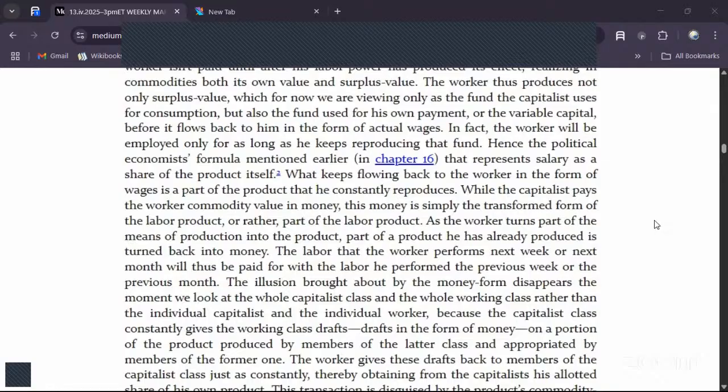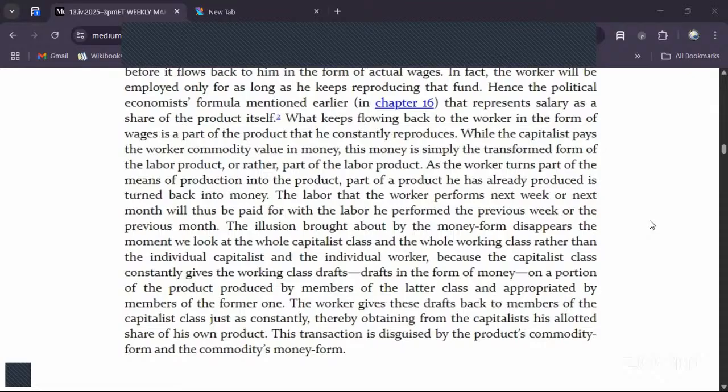The illusion brought about by the money form disappears the moment when we look at the whole capitalist class and the whole working class rather than the individual capitalist and the individual worker, because the capitalist class constantly gives the working class drafts in the form of money on a portion of the product produced by members of the latter class and appropriated by members of the former one. The worker gives these drafts back to members of the capitalist class just as constantly, thereby obtaining from the capitalist his allotted share of his own product. This transaction is disguised by the product's commodity form and the commodity's money form.